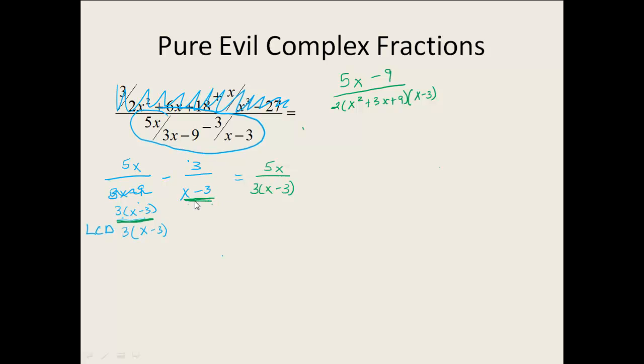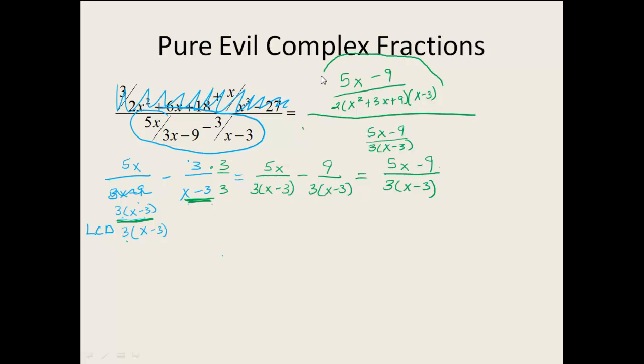Then I have to look at this denominator and ask myself, what is it missing from my least common denominator? And it's missing that 3, so I need to multiply the top and the bottom by 3. When I multiply the top by 3, I'm going to get 9, and on the bottom I have 3 times x minus 3. Now that I have the same denominator, I can go ahead and simplify the tops, so I have a 5x minus 9 over 3 times x minus 3. This is now the denominator of my complex fraction up here.